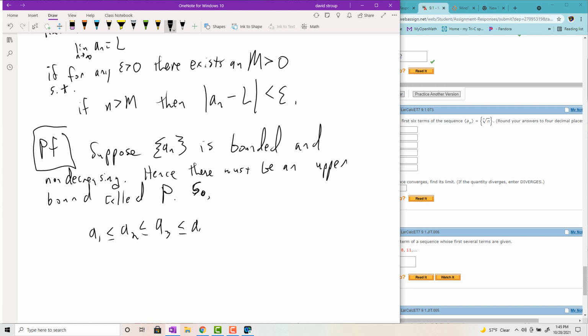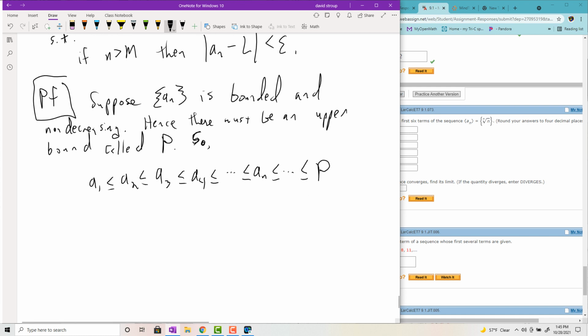Less than or equal to a sub 4, etc. Less than or equal to a sub some n, less than or equal to etc. And then all of that is going to be less than or equal to this big P, this upper bound. Okay. Then from the completeness axiom, we could do even better than big P, right?